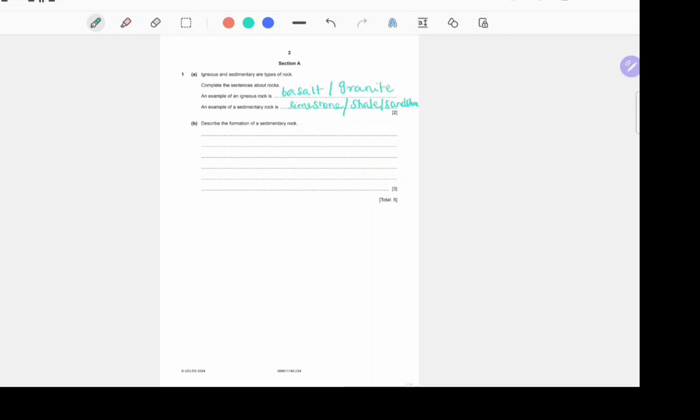Describe the formation of sedimentary rock. So how is the formation? First step we will write it here, and then I will explain one by one. First one is the rocks will weather. Weathering will happen. Weathering is what?